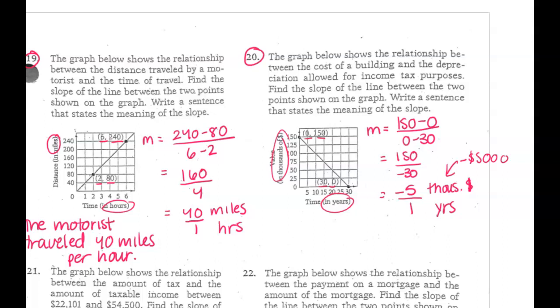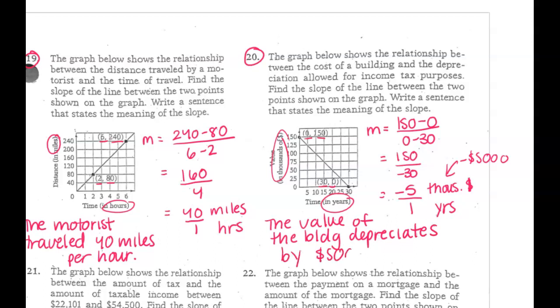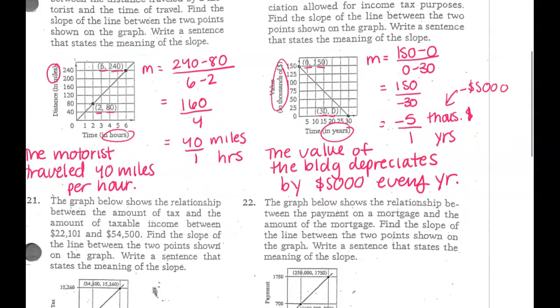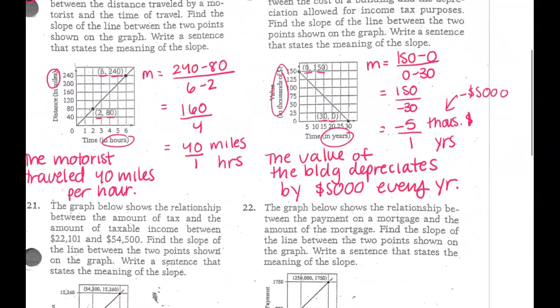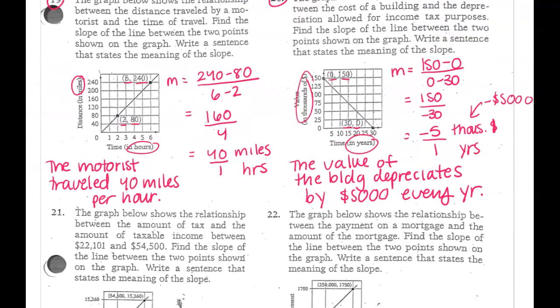And what it means is that the value of the building depreciates, which is really just a fancy word for decreases, by $5,000 every year. Okay, so on your own, go through and do the rest of these and check your work.